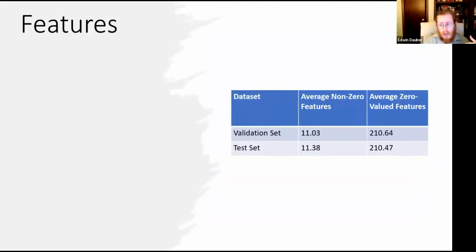So you can see in this table, on average, each data sample, which is each subtree, had an average of 11 non-zero features and 210 zero-valued features. This would range wildly from leaf nodes, which would have very few non-zero features, to root nodes, which would have many.